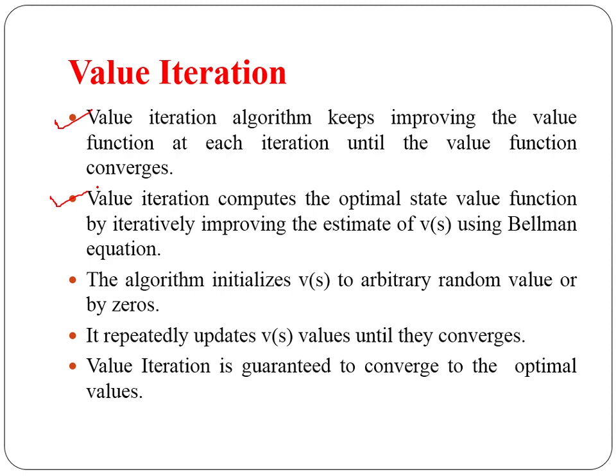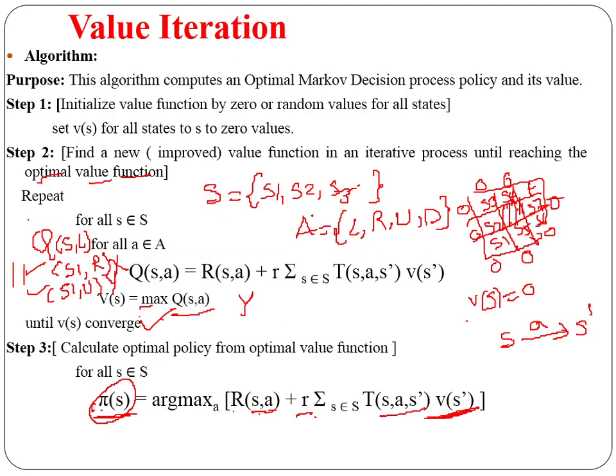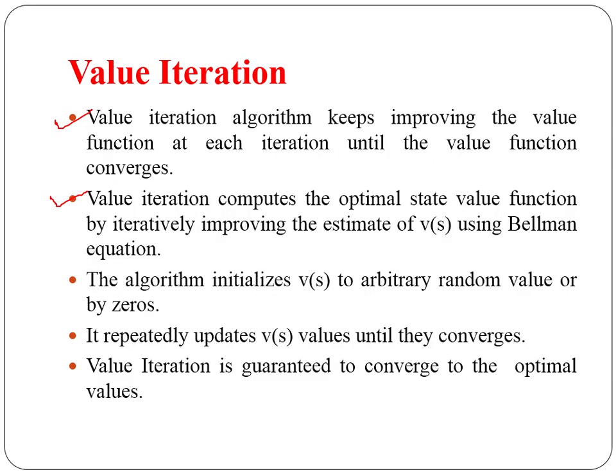How does it compute the optimal state value function? By improving the V of S value with the help of the Bellman equation. The Bellman equation here is what we have calculated already, but the representation is somewhat different. There we took probability, here we took transition. The purpose is the same, just a little difference. So we are using the Bellman equation here to get the value iteration algorithm.